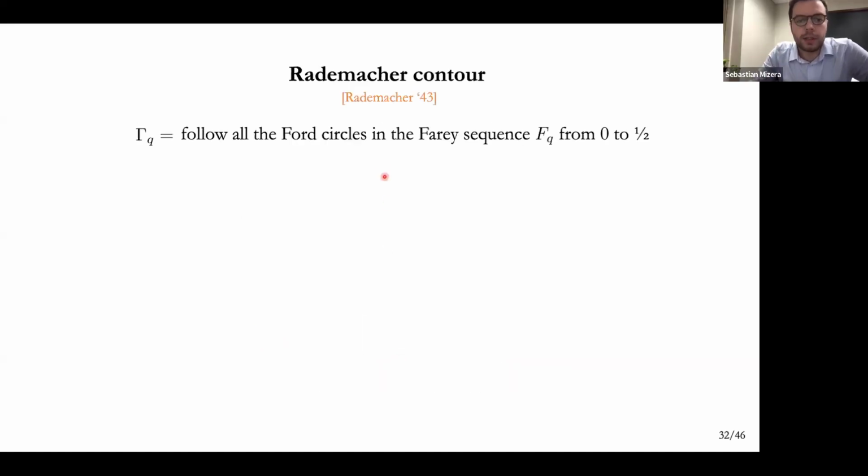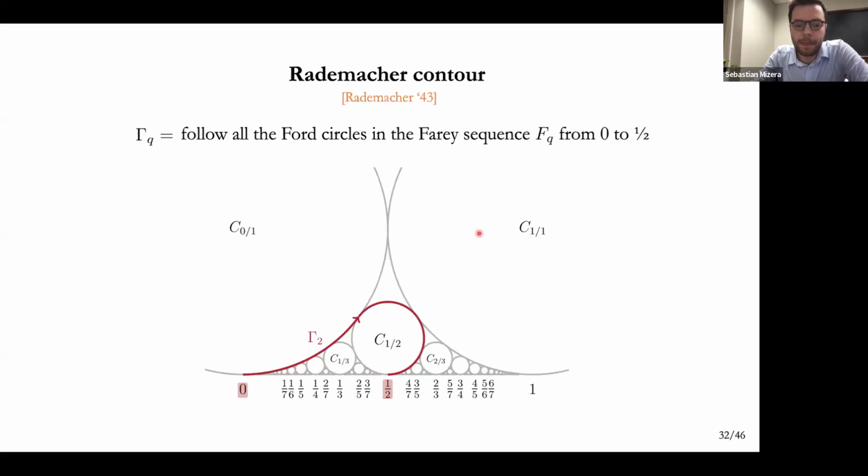Here comes the idea of the Rademacher contour, which is quite old. It dates back to the 1940s. Once again, we're going to label the contour F sub Q, and we're going to follow all the Ford circles in a given Farey sequence from 0 to 1/2. This is much easier to draw than explain in words.